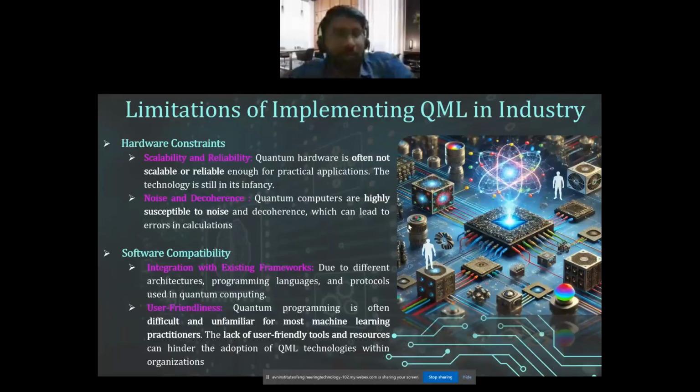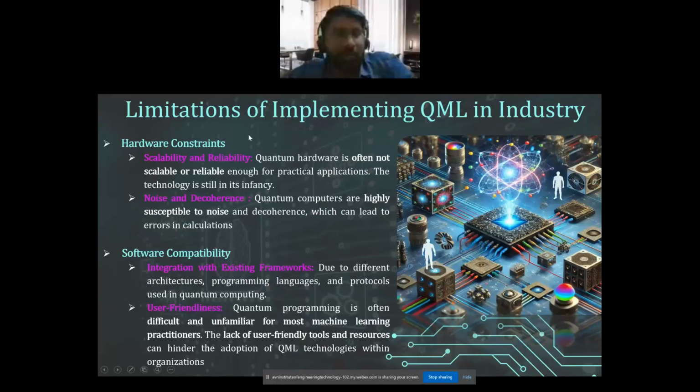Limitations of implementing quantum machine learning in industry. We saw in the earlier sessions what quantum machine learning is, why it is required, and how we can implement it in the industry. Now we are seeing the limitations of implementing quantum machine learning in the industry. We saw in the how part what is required for implementation, but even if you implement, these are the limitations I am seeing. We'll discuss the limitations.